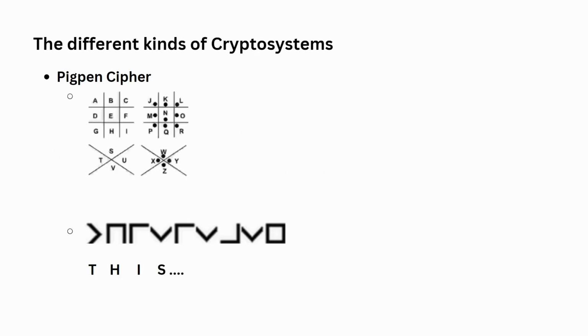Let's now talk about the different kinds of crypto systems. First, we have the pigpen cipher, in which it uses weird symbols as ciphers we need to solve. In this case, compare the encrypted messages or symbols to whatever is listed here. So, this symbol represents T, this symbol represents H, this symbol represents I, this symbol represents S, and so on.